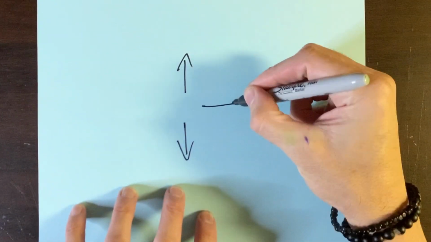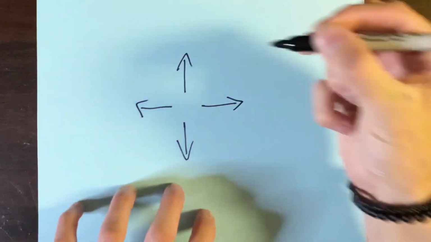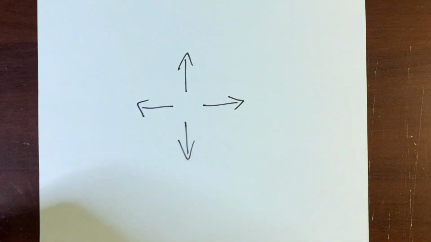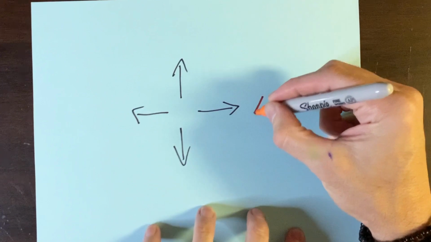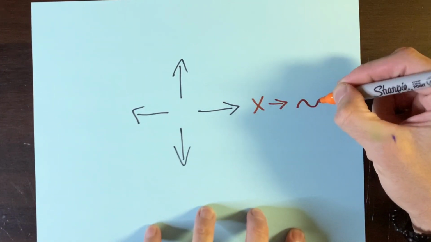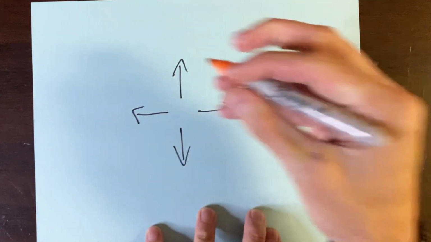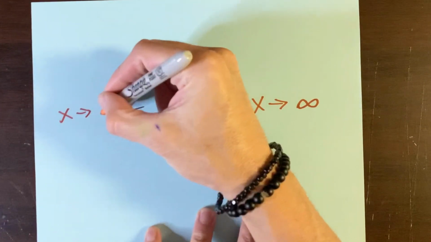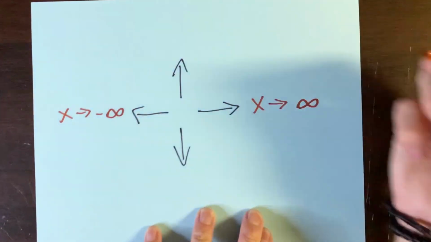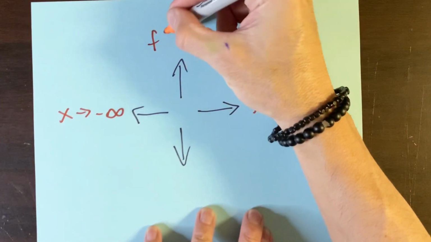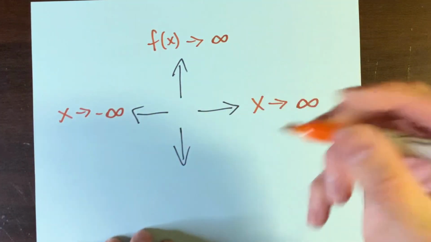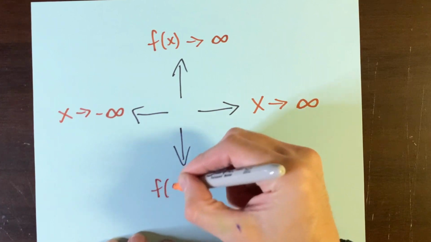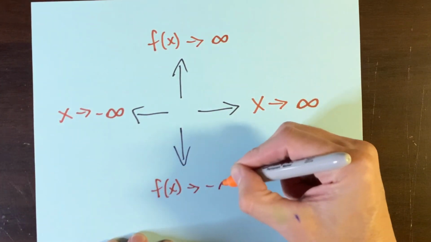When we're talking about end behavior, we don't really use the words up, down, left, and right. Instead, we say the following. Instead of saying right, you say x approaches infinity. Instead of saying left, you say x approaches negative infinity. Instead of saying up, you say f of x approaches infinity. And instead of saying down, you say f of x approaches negative infinity.